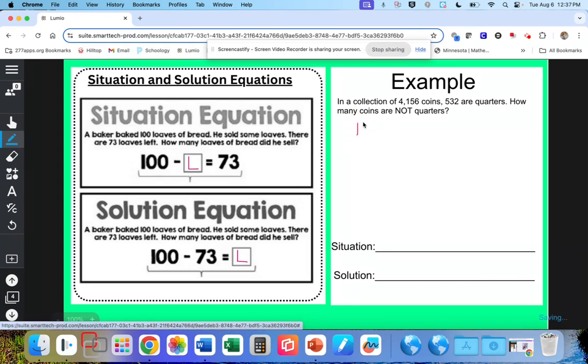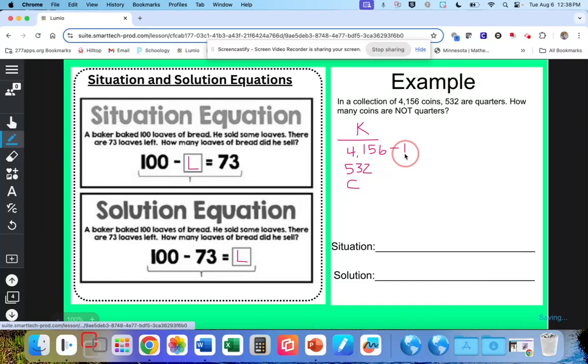So again, we're going to start with our knowns. We know we have 4,156. We have 532. And we have how many coins are not quarter. So C for coins. So now I need to read this problem and find out if I have totals or parts. In a collection of 4,156 coins, 532 are quarters. How many coins are not quarters?